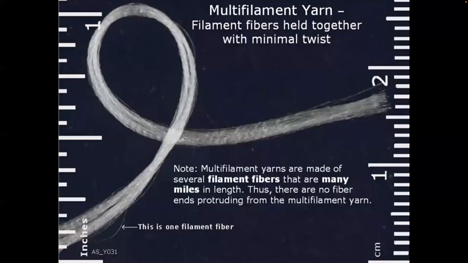This is a multi-filament yarn. So this entire thing is the yarn, but you see that it's made out of multiple filaments. I mean, there may be 100 filaments in one yarn sometimes. So you can make really fine filaments and then put them together to make one yarn.